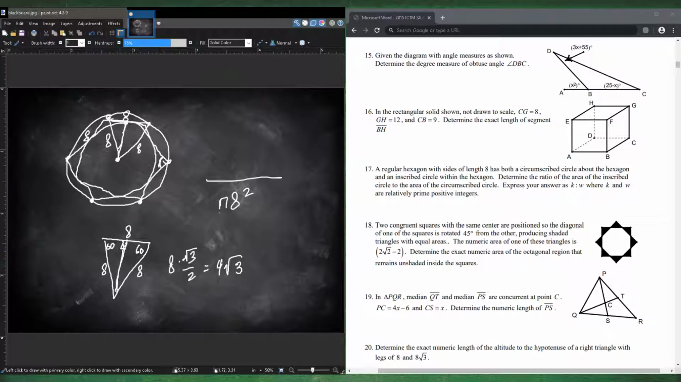And that's this length. So that is your circumradius, I mean your inradius, basically. So that's pi radius squared. Cancel your pi's because you won't need it. 4 times 4 is 16, and this is 3. And then we have 8 squared, which is 8 times 8. Cancel out, that's 2. Cancel out this 2 with this one, it's 4. So the ratio of k to w is 3 to 4. So that is your answer for number 17.